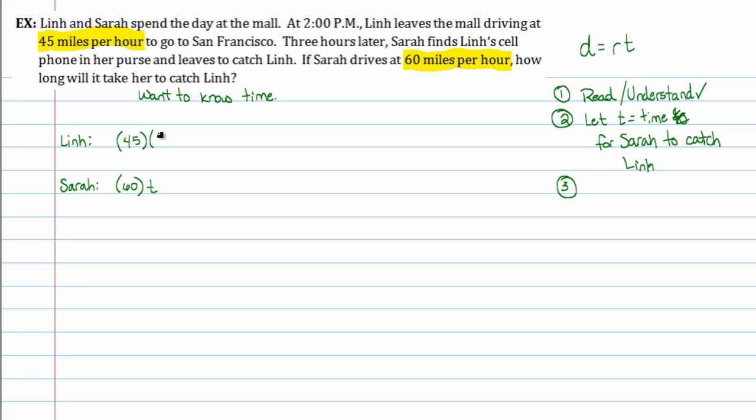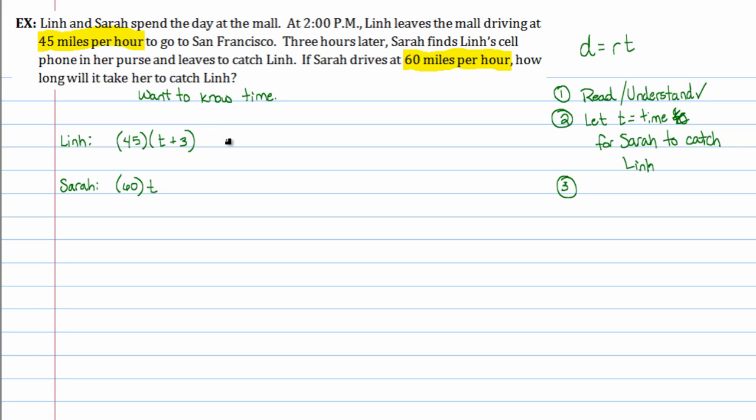Lynn, on the other hand, has been driving the same amount of time that Sarah's been driving, but a little bit more. She's actually been driving 3 hours more. She had a 3 hour head start. So if Sarah drove 1 hour, Lynn's driven for an hour plus another three for 4 hours. Okay.